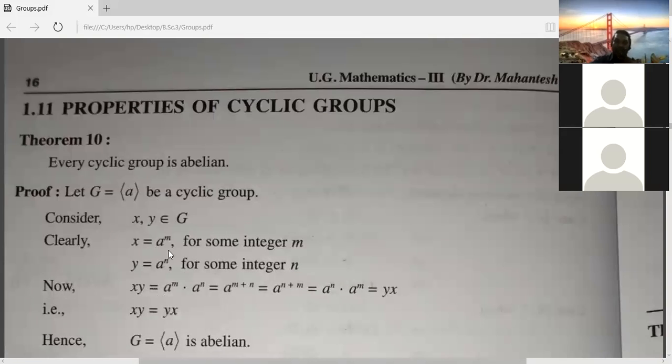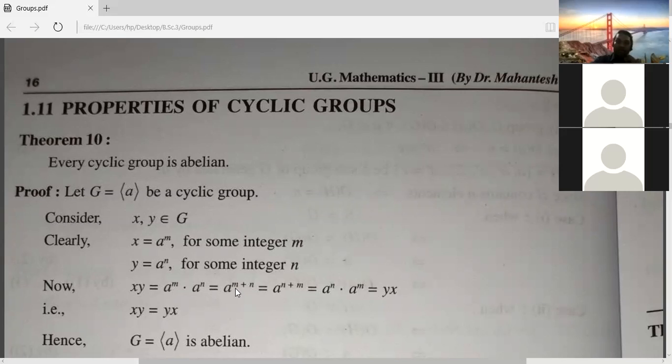Okay, this is a cyclic group. We take two elements and take their product: xy equals a to the power m times a to the power n, and yx equals a to the power n times a to the power m. Is it not? x equals a to the power m, y equals a to the power n. By the laws of indices, you can write a to the power m into a to the power n as a to the power m plus n.